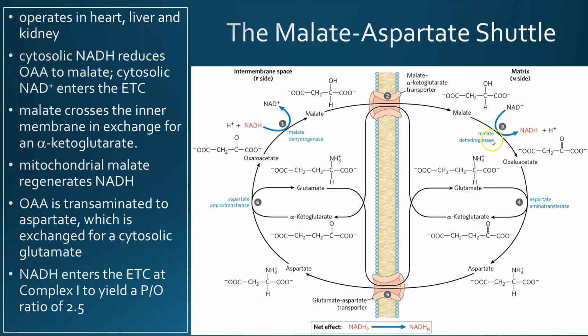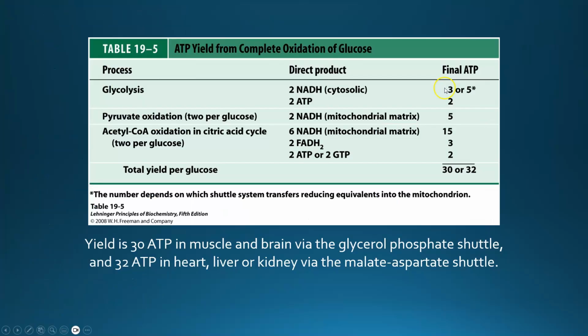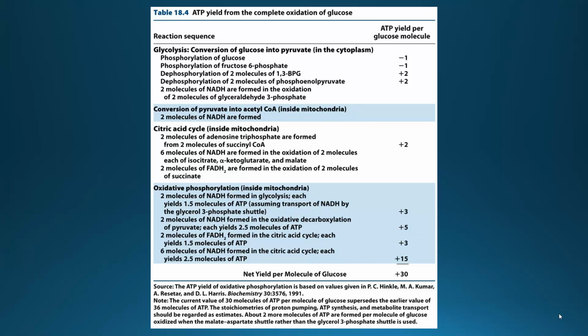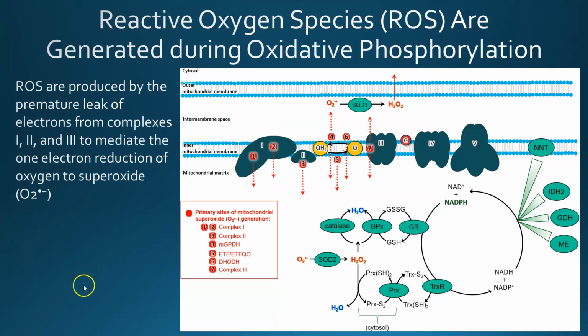You're not responsible for knowing the details of this shuttle, just that the type of shuttle that is used affects the number of ATP that can be generated per cytosolic NADH. That makes it 3 if the glycerol phosphate shuttle is used, or 5 if the malate aspartate shuttle is used, therefore giving you a slightly different number of ATP depending on the tissue and which shuttle is used. Here's an accounting of all of the ATP generating reactions in muscle using the glycerol phosphate shuttle. And then just 2 slides at the end.